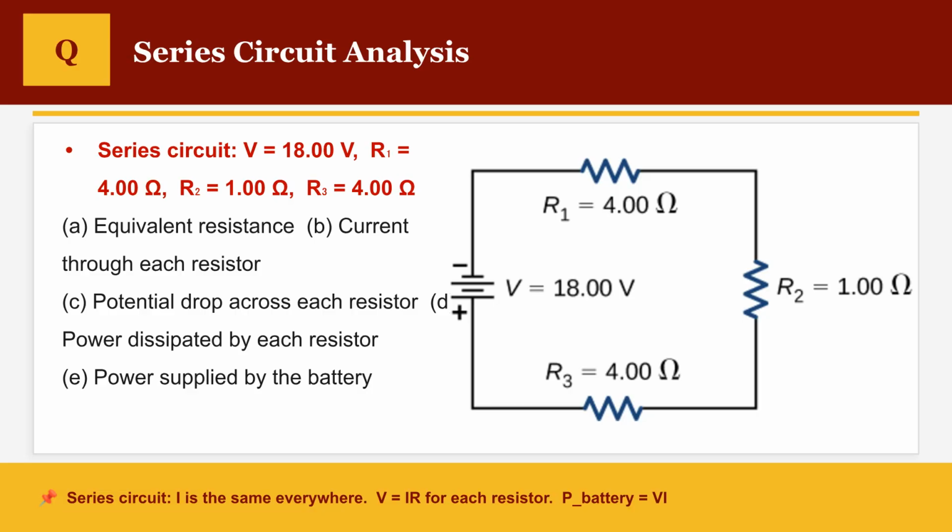Now let's look at a series circuit analysis problem. We have an 18.00 volt source connected to R1, R2, and R3 in series. We will find the equivalent resistance, current, potential drop, and power dissipated for each resistor, plus the power supplied by the battery. In a series circuit, the current is the same everywhere.